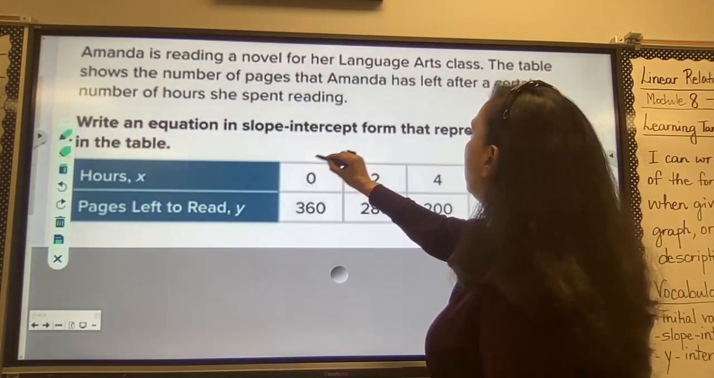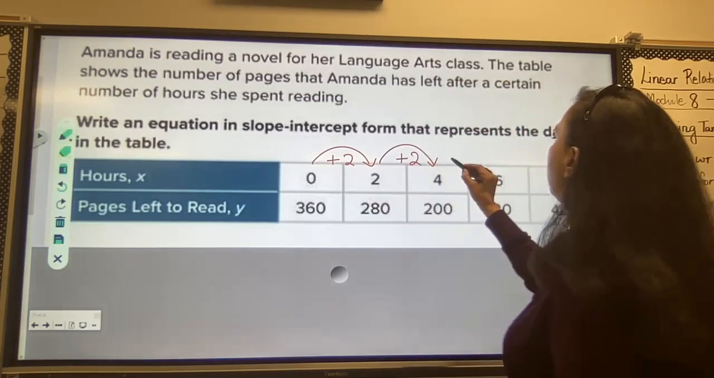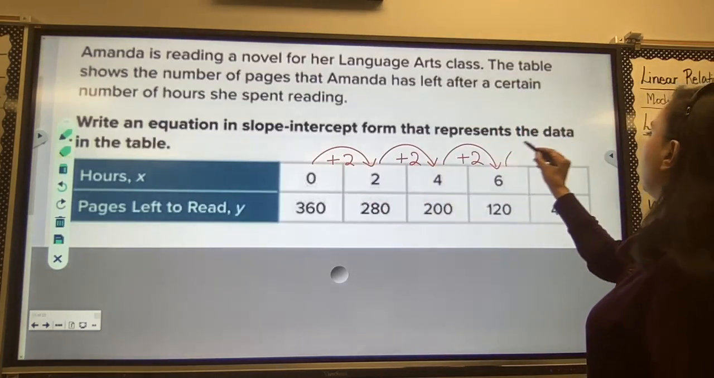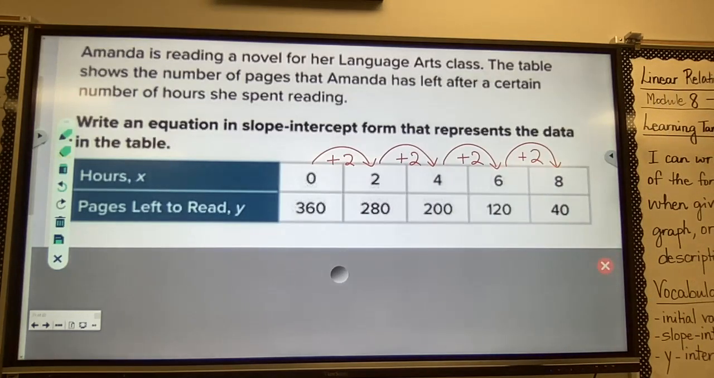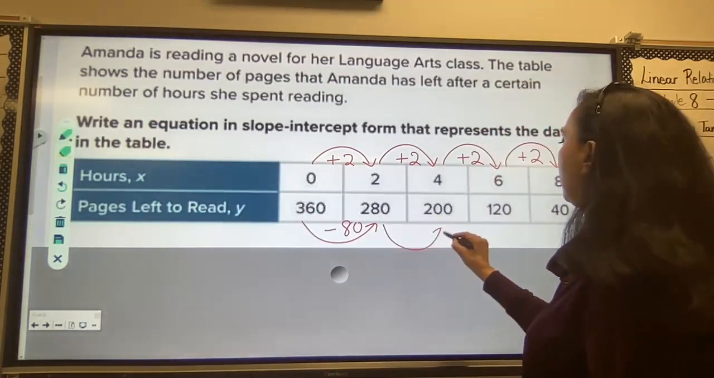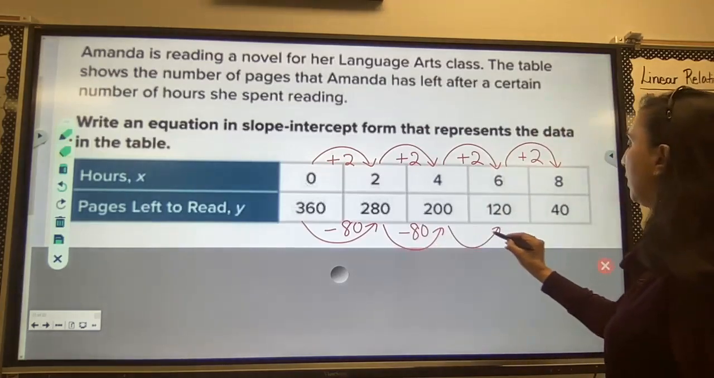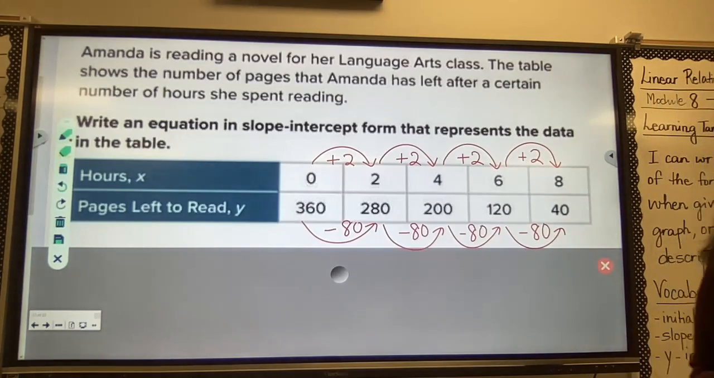We can see what's happening over here. This is plus 2, plus 2, plus 2, plus 2. So as the hours increase by 2, what is happening to the pages left to read? This is minus 80, minus 80, minus 80, minus 80. So as the hours are increasing by 2, the pages left to read decrease by 80.